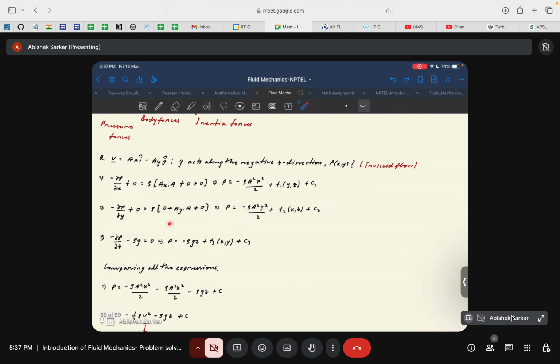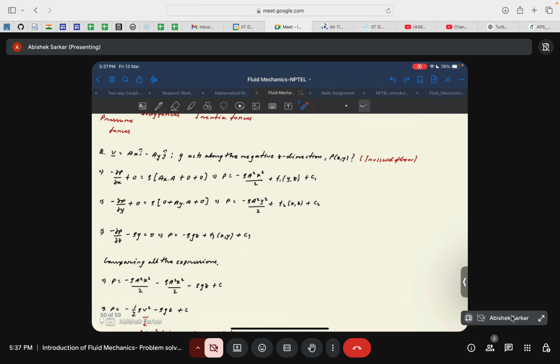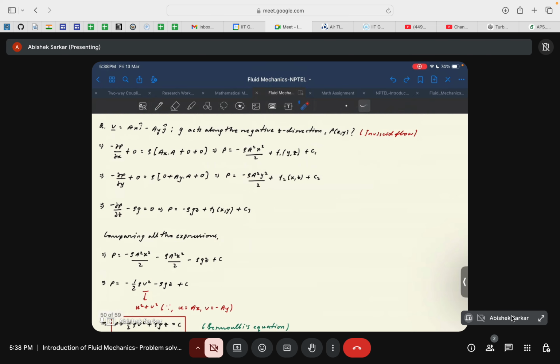Okay, now if you integrate this with respect to x, you will have p is equal to minus rho a square x square by 2 plus some function of y and z plus some integration constant, say c1. Similarly, if you integrate this equation with respect to y, you will get p is equal to minus rho a square y square by 2 plus some function of x and z and some integration constant c2.